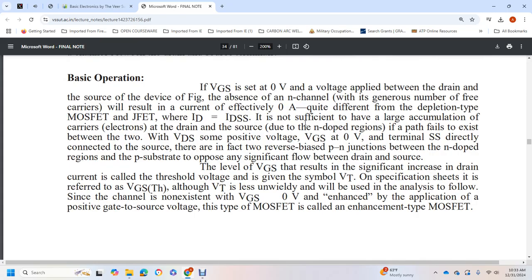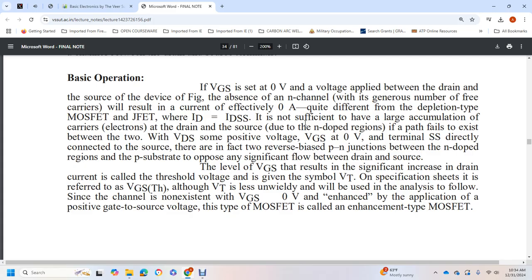With the absence of a negative channel, the number of free carriers results in a current of 0 amps. This is quite different from the depletion type MOSFET and the junction field effect transistor, where the drain current flows at this bias. The voltage drain source is not sufficient to have a large accumulation of electron carriers due to the negative doped region path that exists between the two.